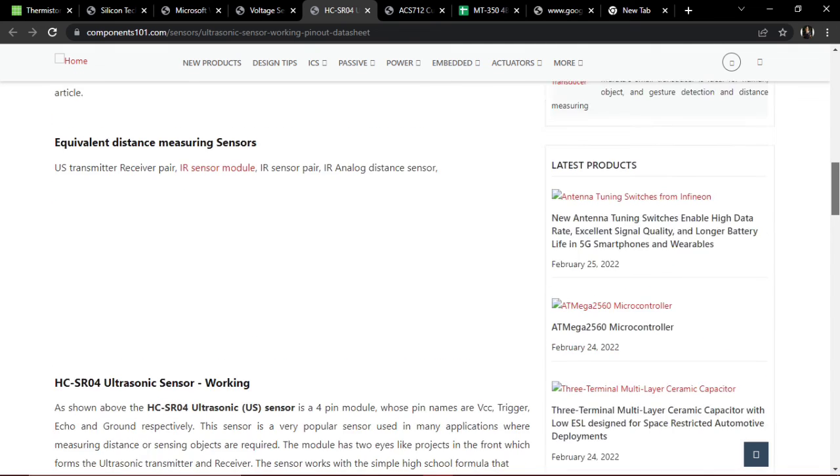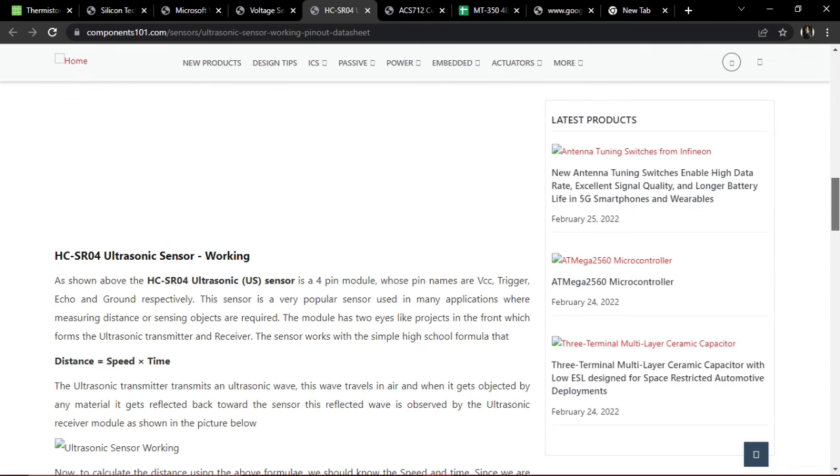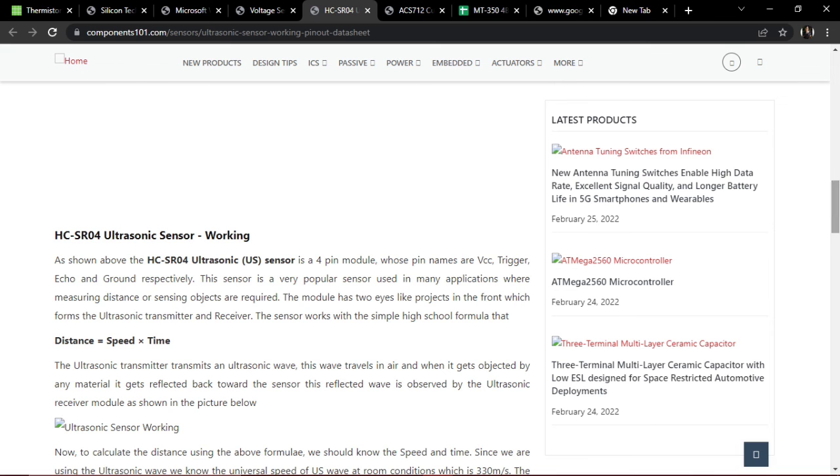So, the ultrasonic sensor's working. It is a 4-pin module whose pin names are VCC, trigger, echo, and ground respectively. This sensor is a very powerful sensor used in many applications where measuring distance or sensing objects is required. The module has two eye-like projections in the front which form an ultrasonic transmitter and receiver. The sensor works with the simple high school formula that distance is equal to speed into time.